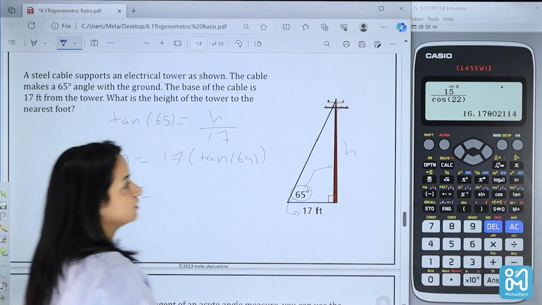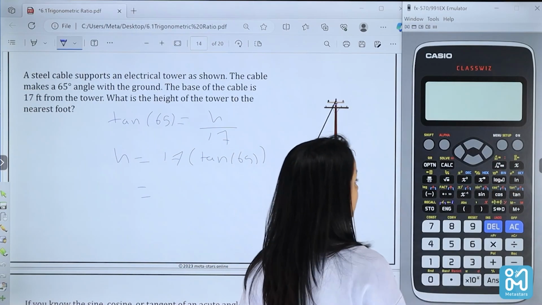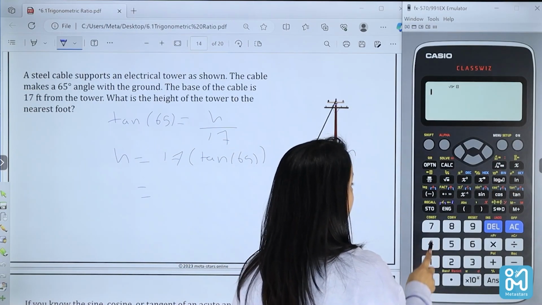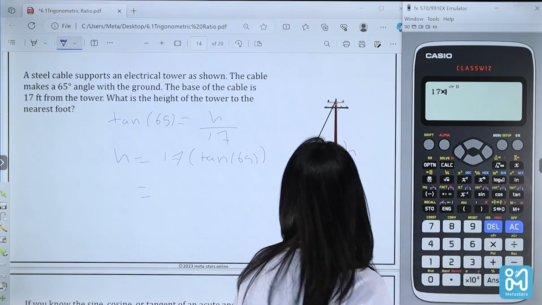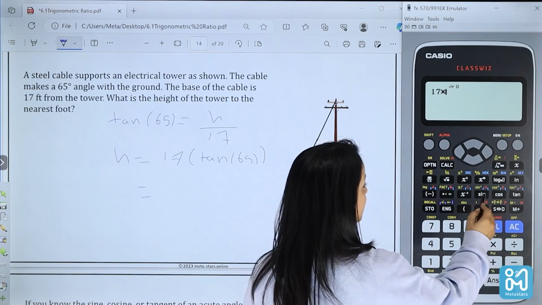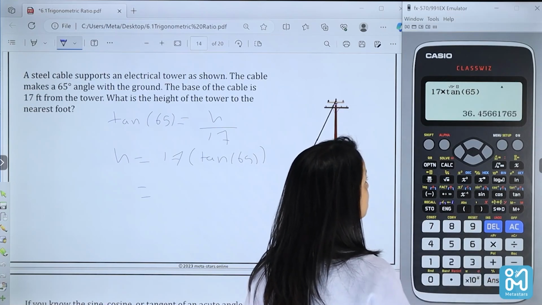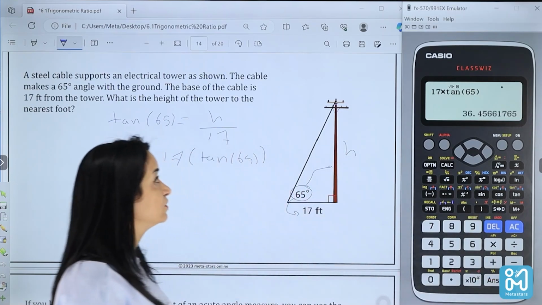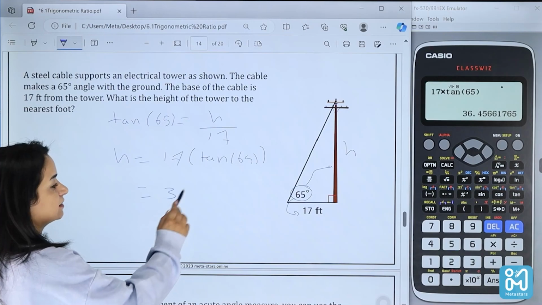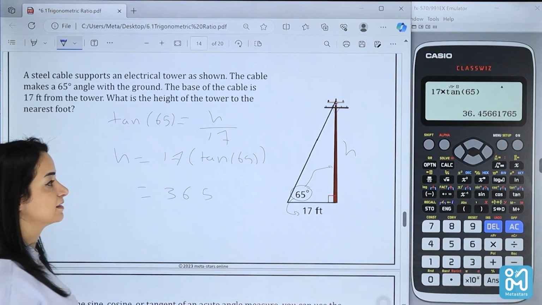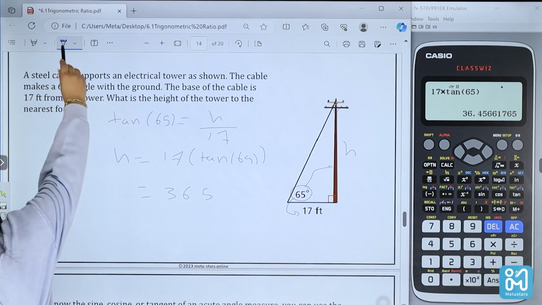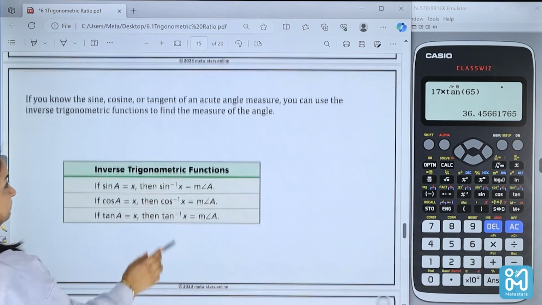So H is equal to 17 times tan 65. So the answer will be approximately 36.5. It's the height of the tower.